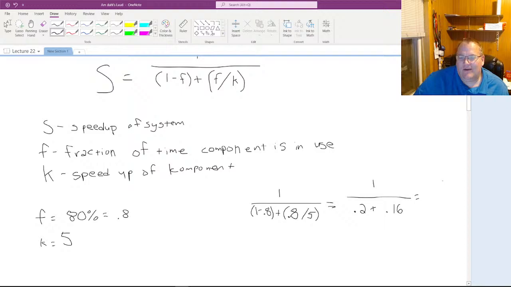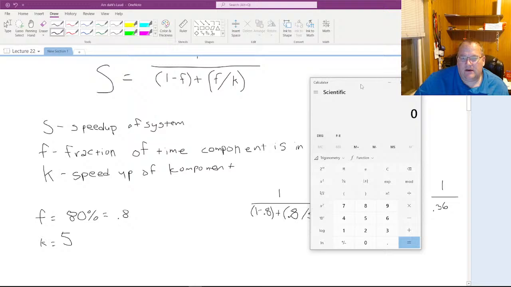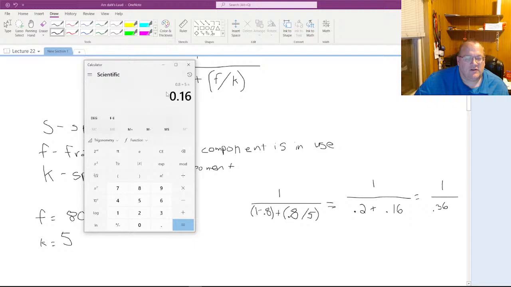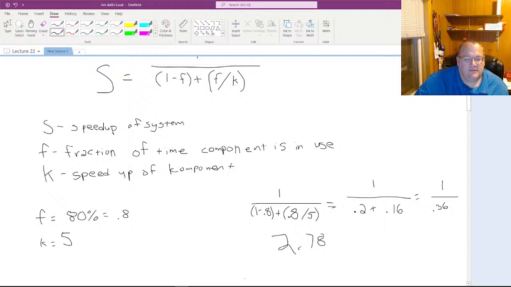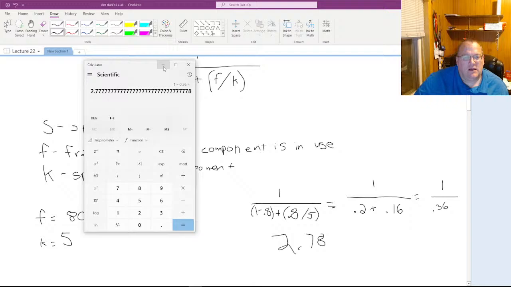So then I get 1 over 0.36. And now I am going to get out a calculator. 0.8 divided by 5. See if your instructor got it right. Oh, look at that, he did. Hey, it happens every once in a while. Okay. All right, so now we say 1 divided by 0.36. It should be 2.78. Correct? Yeah, because I'll round to two decimal places here. Okay, so that's not bad.